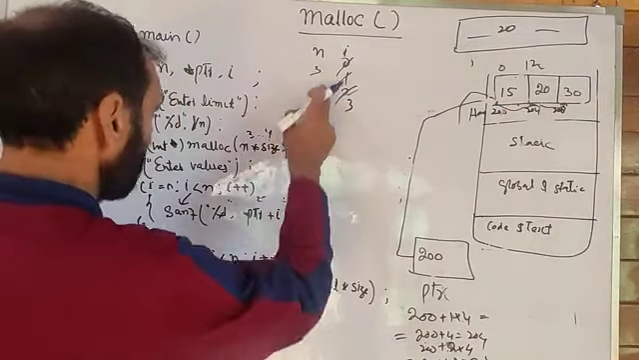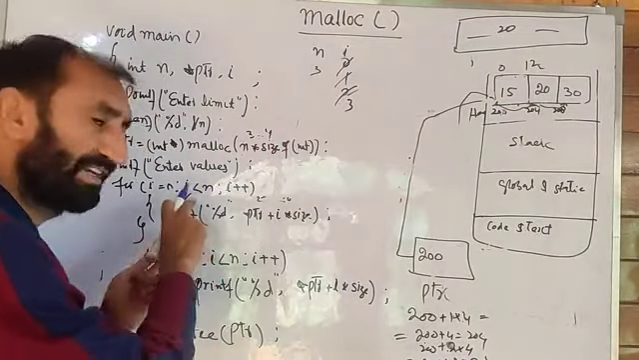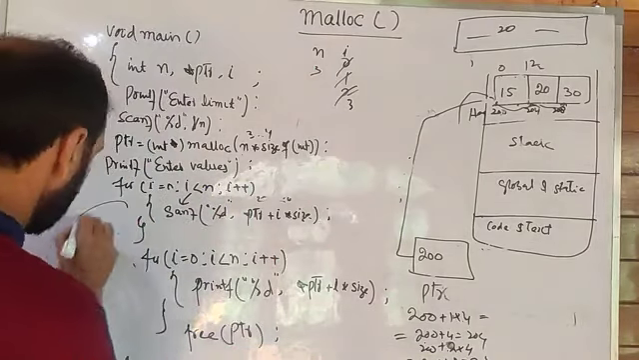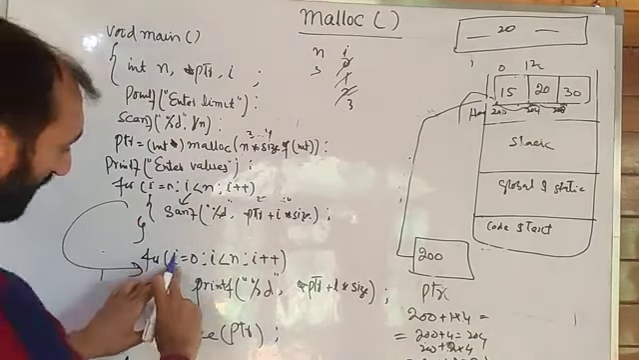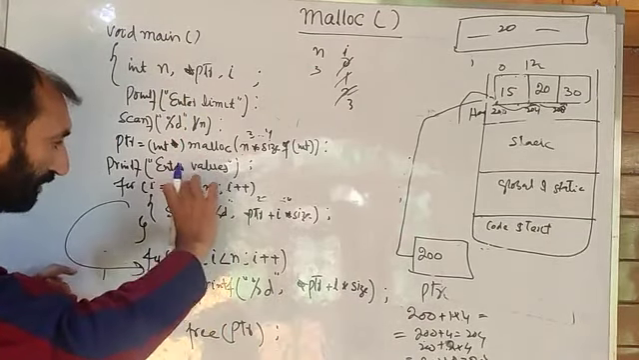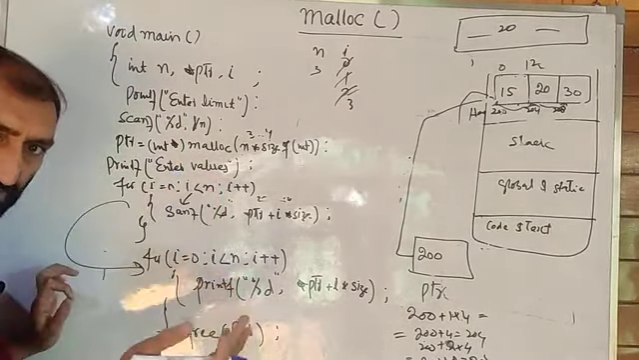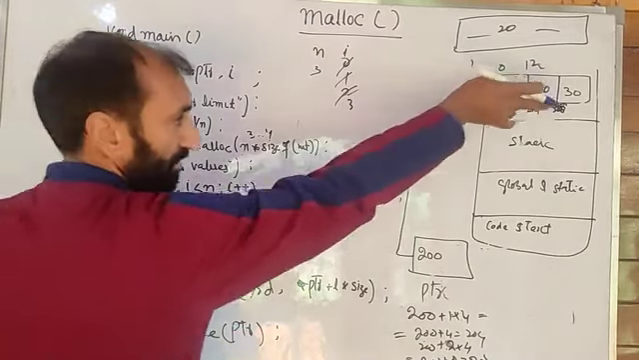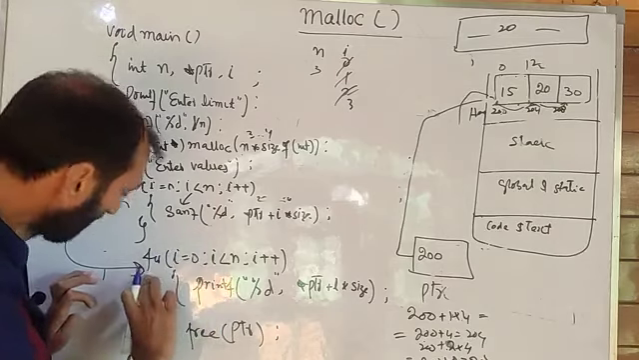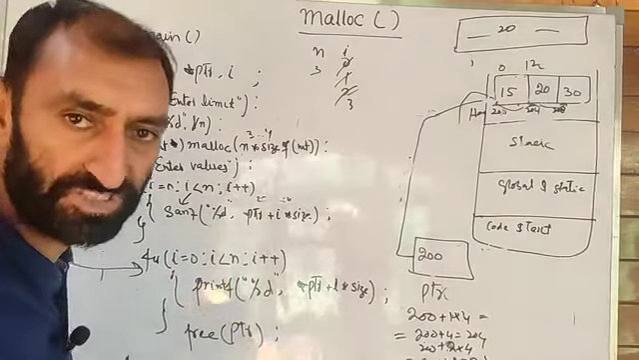Now the condition will get checked again. i less than n, 3 less than 3? No, the condition is false. The control will go outside the body of the loop. Now this for loop was for inserting the elements at the locations of the memory allocated dynamically, and this second for loop is for printing those elements, for displaying those elements.